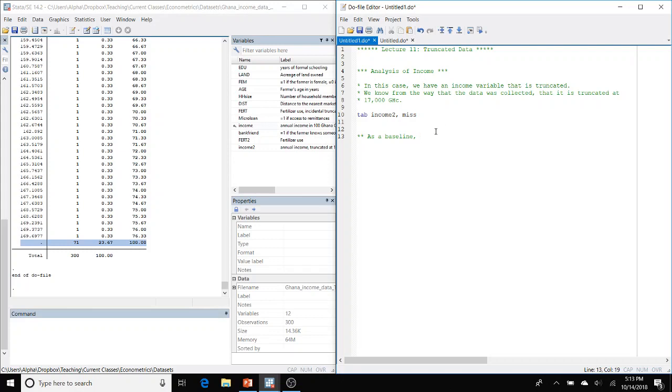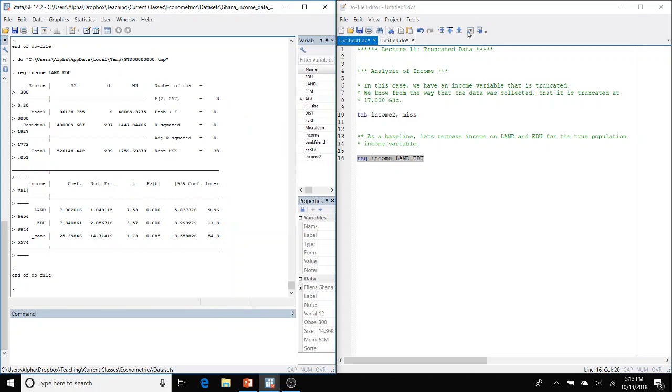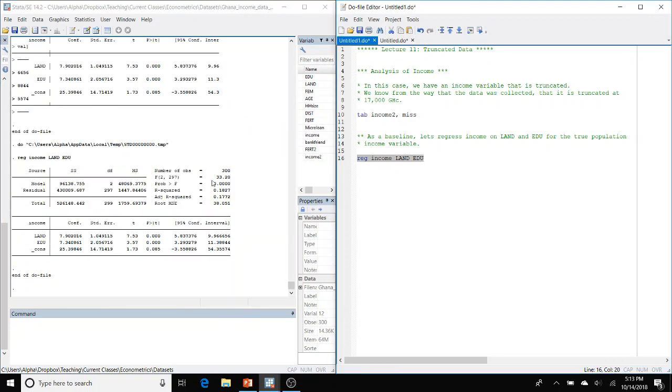All right, so as a baseline, let's regress income on land and education for the true population income variable. Okay, so like I said, we would not have this normally, but I'm just going to do this to illustrate. All right, so very basic, reg income land edu. Let's shrink this, run it again. All right, here we go.